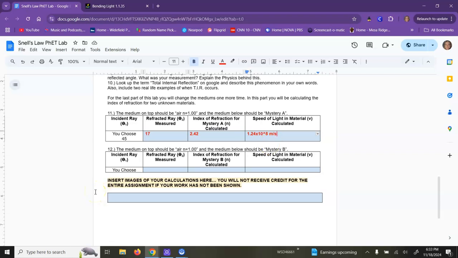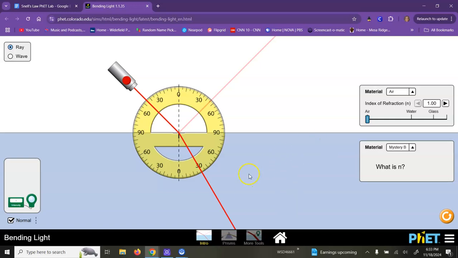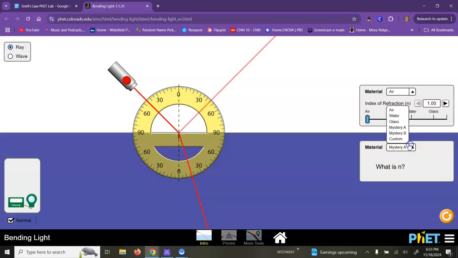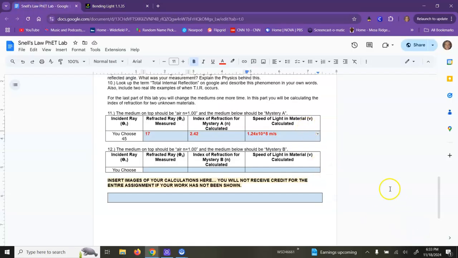Number 12 is the exact same, but now you're doing Mystery B. So you'll come over here, drop down, go to Mystery B. Personally, the darker this is, I can tell, the less dense this material is. So I know Mystery A is not going to be as dense as Mystery B, and I did not remove anything yet. You can already see that the angle is a little bit bigger than Mystery A was. Mystery A was a tighter angle than Mystery B. So you're going to do the exact same thing. You're going to calculate those things after measuring your angles. You get to choose the incident ray. So you choose where you want it to start. Hopefully that helps.